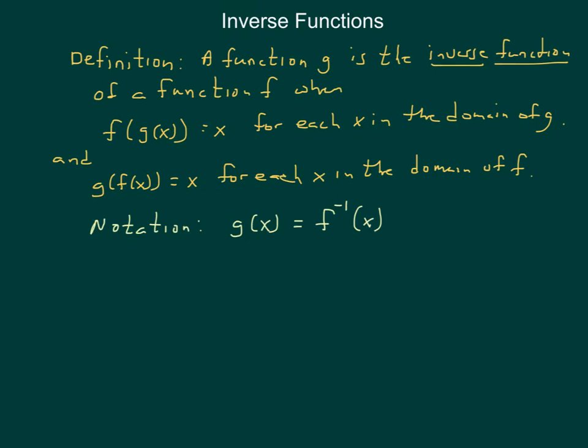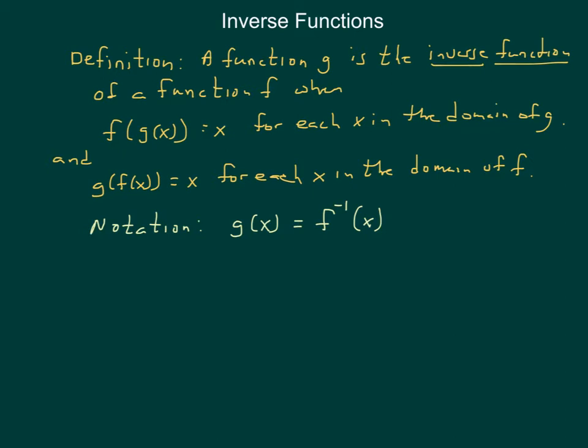Let's start out with a definition here. This is the definition that we dealt with last year. A function g is the inverse function of a function f when f of g of x, in other words, when I put g of x into function f, it will simplify to be x for each x in the domain of g, and g of f of x equals x for each x in the domain of f.